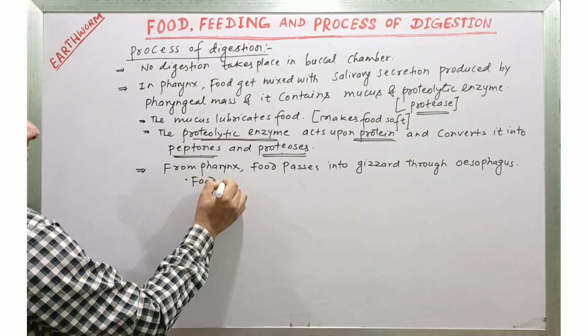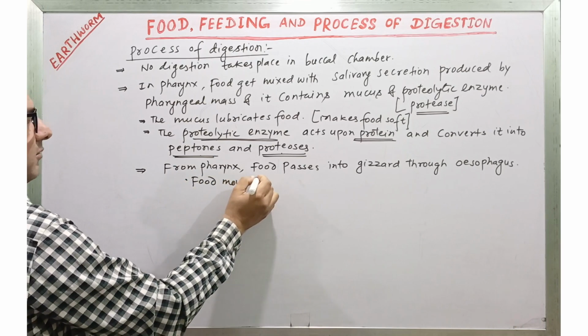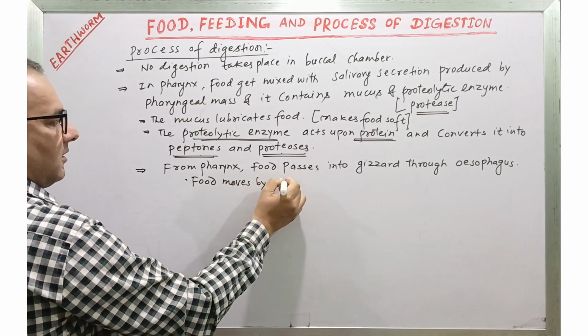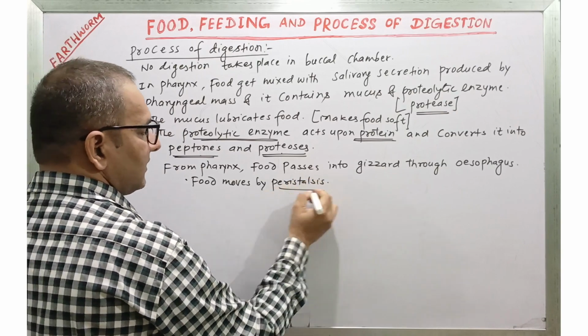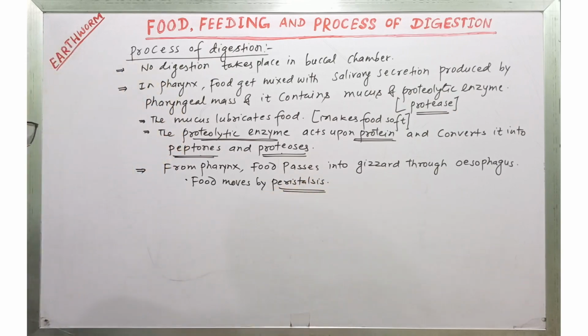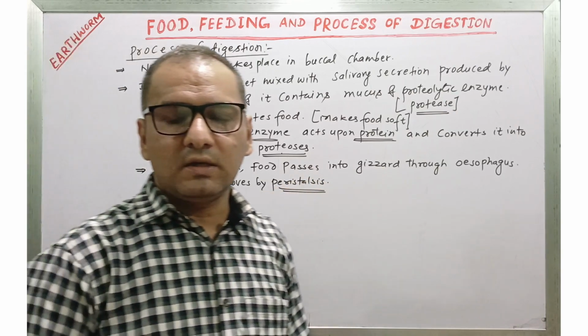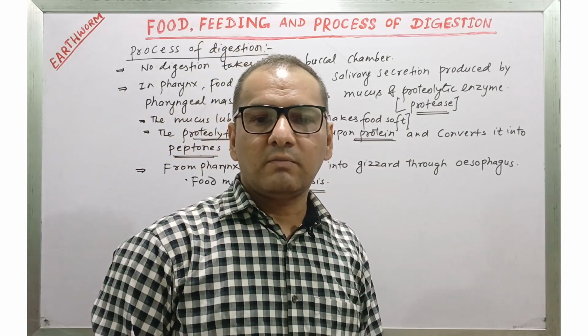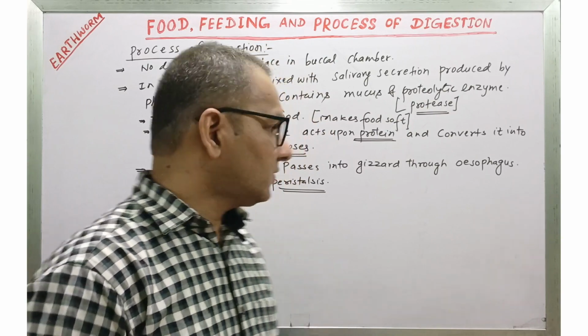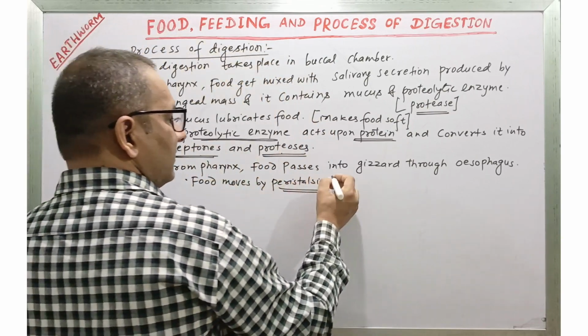Food moves by peristalsis. Peristalsis refers to movement of substances inside a tubular structure due to contraction and relaxation of muscle present on its wall. So what is peristalsis?